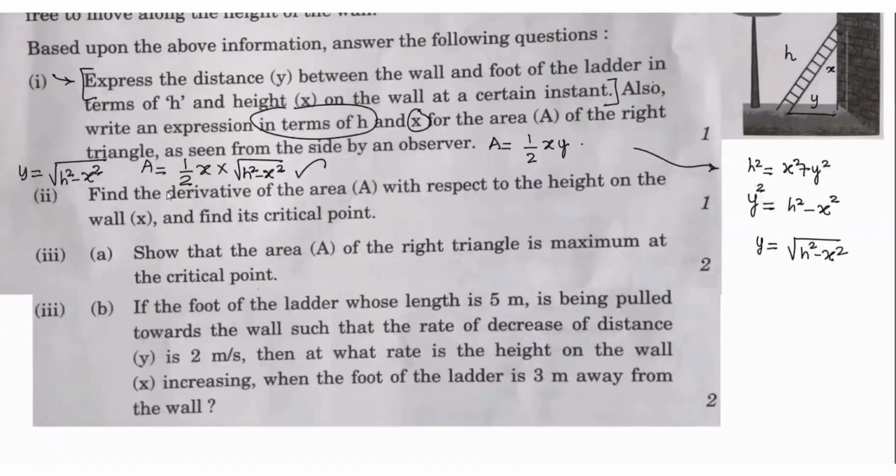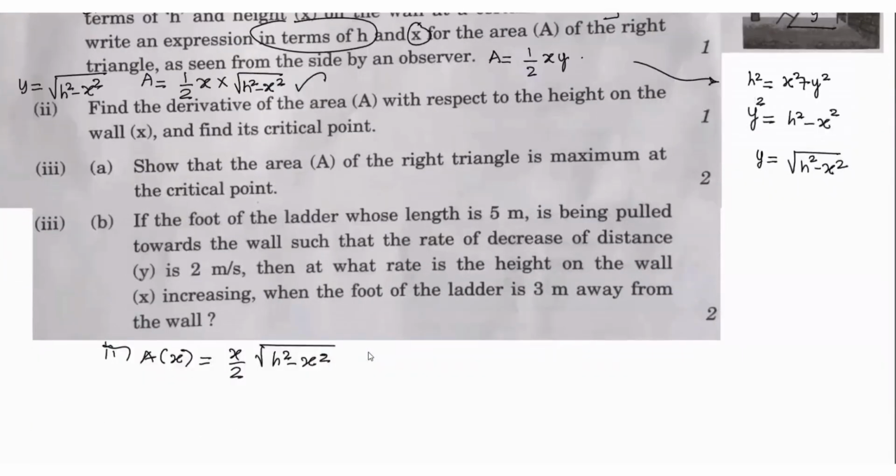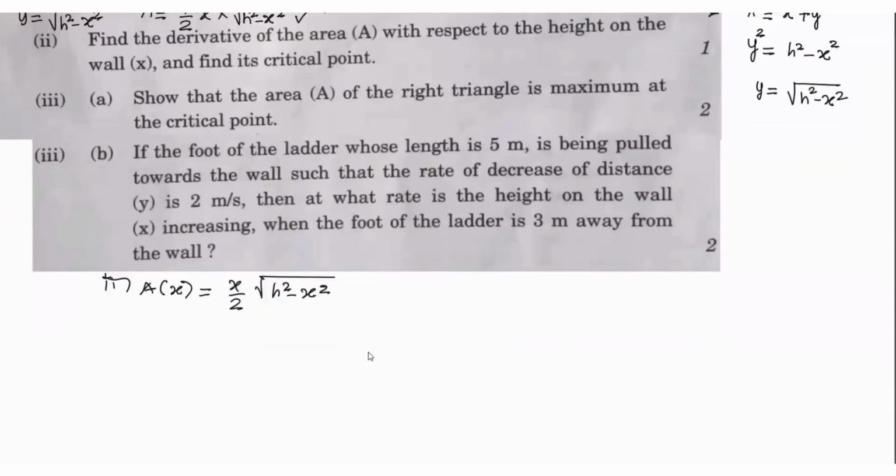Find the derivative of the area. Now, area is a function of x, because h is constant. The length of the ladder is constant. So area as a function of x is equal to x by 2 into root of h square minus x square. There are two functions in product, so I'm going to use the product rule to find the derivative of the area function.